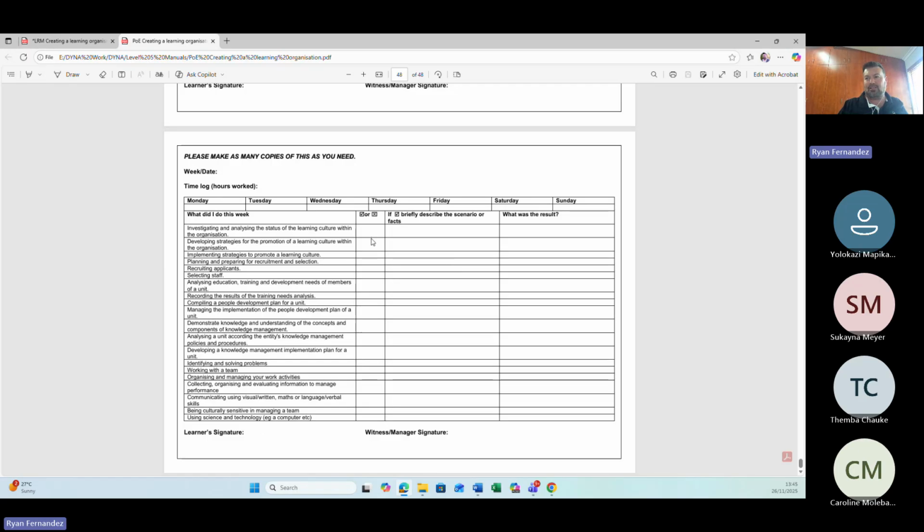And then make sure that you've got the signatures at the bottom, and then 5 of these. You don't have to do all of these every single week. You just look at what you have actually done during this week. You tick that, explain the scenario, and explain the result of only about 5 of the criteria. So in a perfect world, you would cover all the criteria, but over a 5-week period.